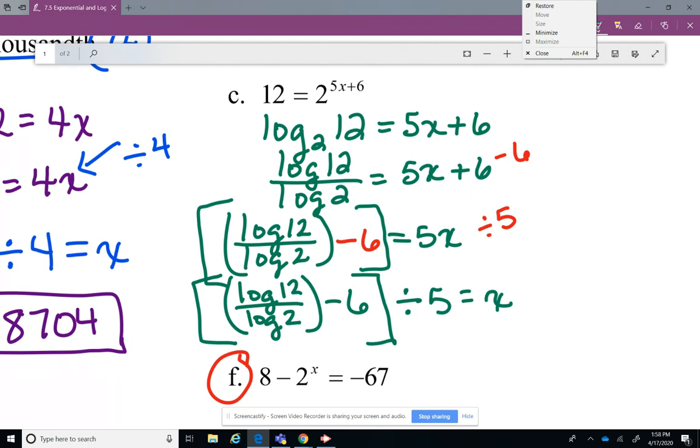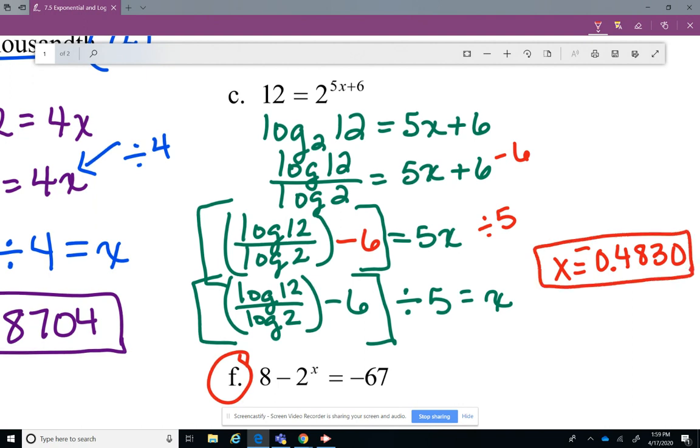All right, clear out your calculator. In order for us to find x, we're going to have to plug in this first. Log 12, close your parentheses, divided by log 2, hit the equal sign. That's what log 12 divided by log 2 is. It's approximately 3.58. Now, the next thing is subtract 6. Press the equals button. You get negative 2.4. Now, divide by 5. Press the equals button. You should get a negative number. You should get negative 0.4830.